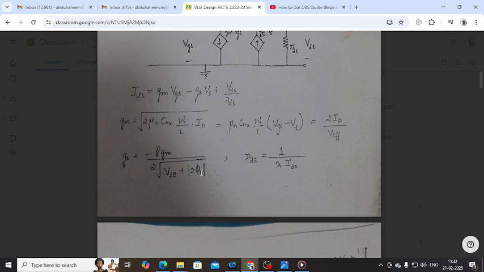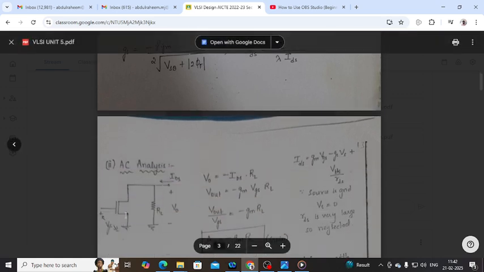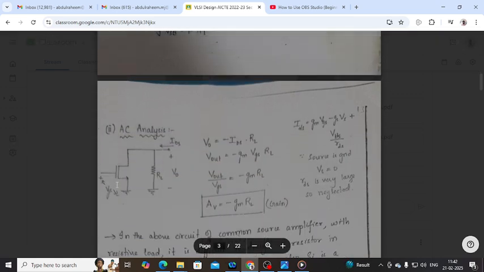But when you go for AC analysis, what happens? You have the same input VGS. In the circuit diagram, your load resistance is taken at the output. So VGS minus, you have the output voltage, and here your ID. So I can make the output voltage equal to I into R.